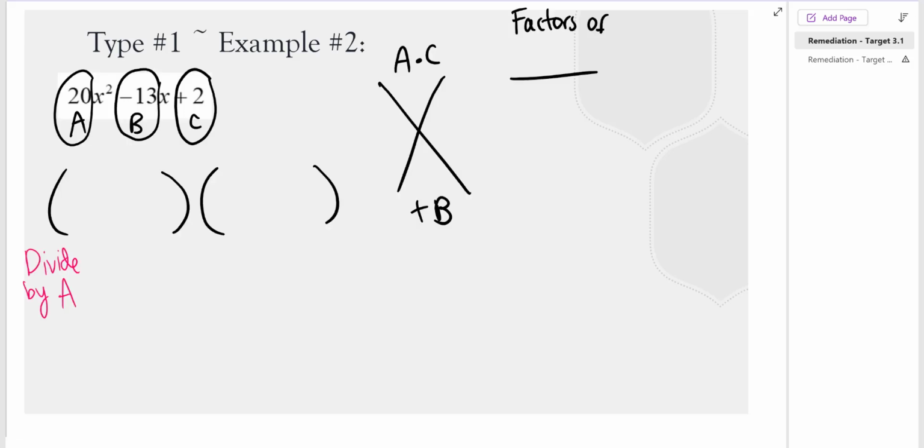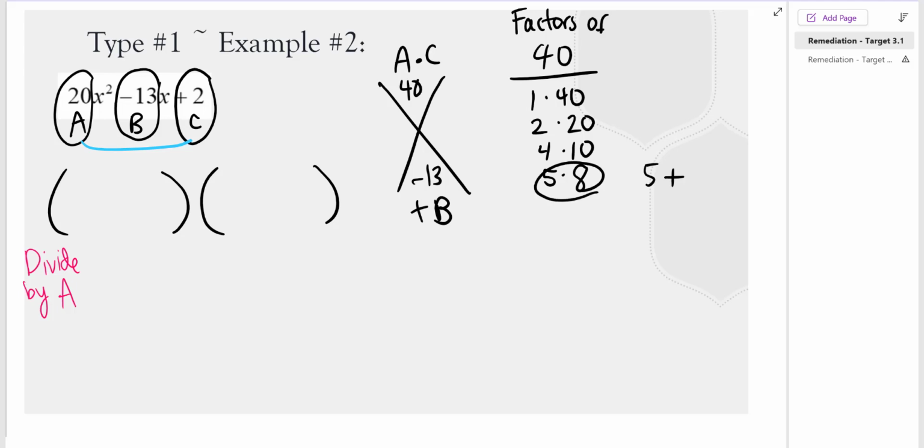Okay, I'll explain this one quickly. So here I have a little bit of a pre-start, but A is 20, B is negative 13, and C is 2. So the first step is A times C, so 20 times 2 is 40, and B is negative 13. Now I'm going to find factors of the top number, which is 40. So I have 1 times 40, 2 times 20, 4 times 10, and 5 times 8. The only two numbers that can get you to 13 are 5 and 8. So 5 plus 8 is 13.